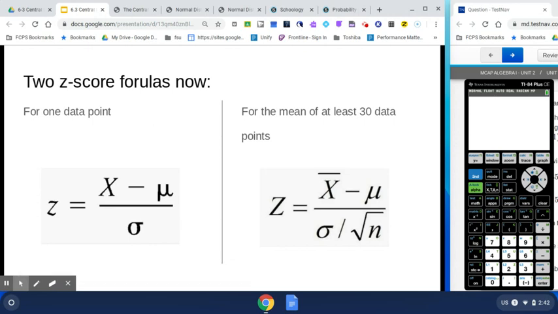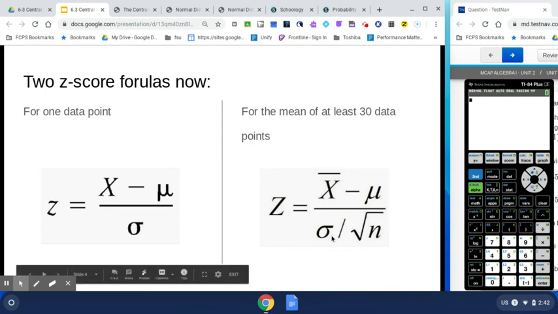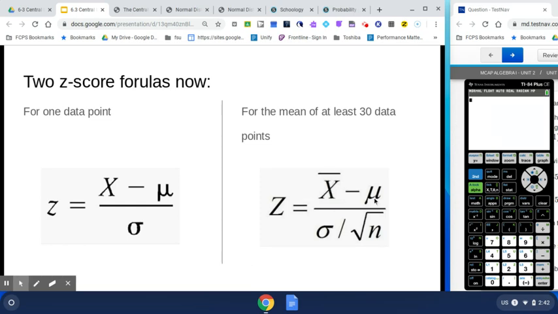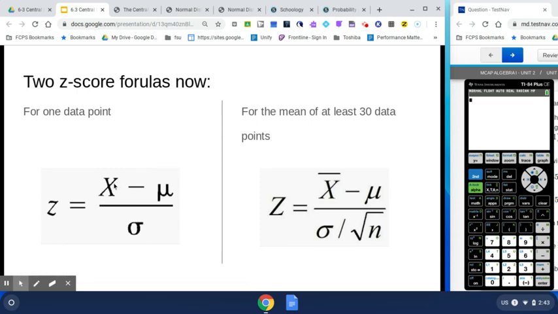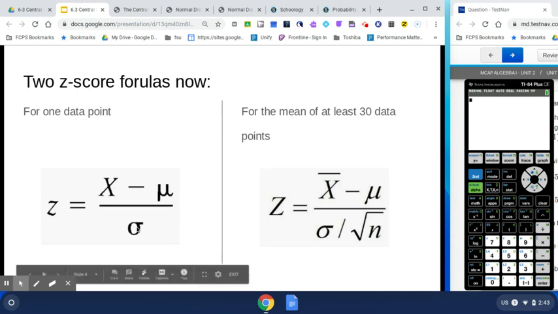If we're taking the mean of at least 30 data values, then the new z-score formula is going to state we're going to take the sample mean minus the population mean divided by the standard deviation divided by the square root of the sample size. This is what I call the central limit theorem z formula. And this is the z formula for if we just have one data point. So we're replacing the data value with the mean of at least 30 data points, and the standard deviation needs to be divided by the square root of that sample size.